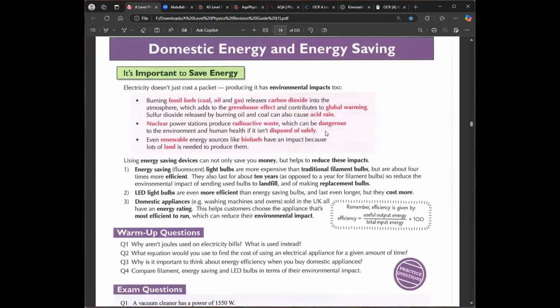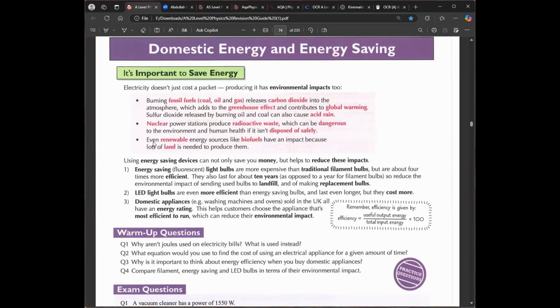It's about saving energy, and so on. So it's just theory, about burning fossil fuels. These are the issues that I can just read quickly. There's nothing rocket science going on here. Burning fossil fuels releases carbon dioxide into the atmosphere, which adds to the greenhouse effect and contributes to global warming. Sulfur dioxide released by burning oil and coal can also cause acid rain. Nuclear power stations produce radioactive waste, which can be dangerous to the environment and human health if it isn't disposed of safely.